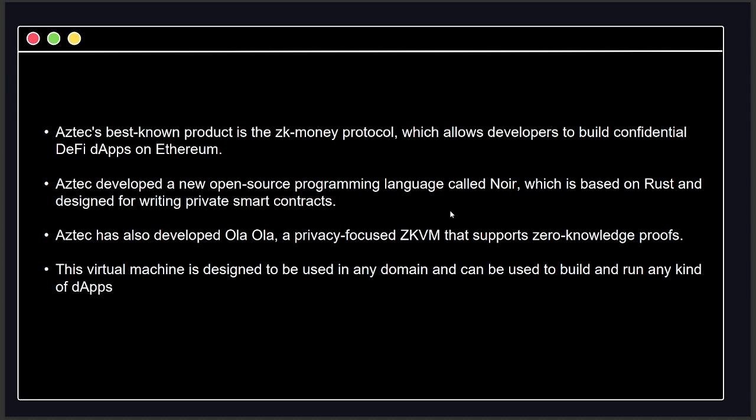Aztec's best known product is the ZK Money protocol, which allows developers to build confidential DeFi dApps on Ethereum. They also developed a new open source programming language called Node based on Rust, designed for writing private smart contracts. Aztec has also developed Ola, a privacy-focused ZKVM. It supports zero-knowledge proofs. This virtual machine is designed to be used in any domain and can be used to build and run any kind of dApps.